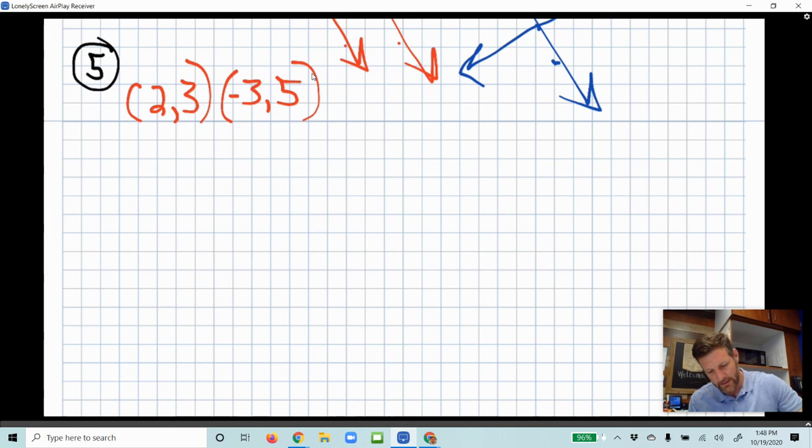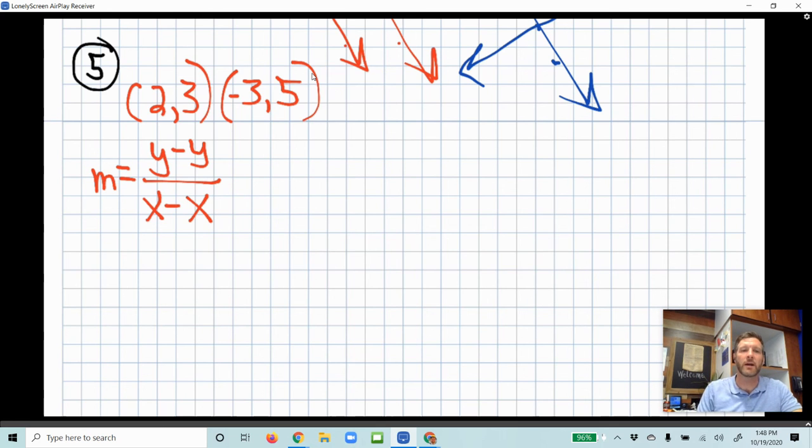I can remember that m equals the difference in the y's over the difference in the x's, the rise over the run. Now, the key thing here in terms of subtraction is it doesn't matter which one I subtract from the other, so long as I do it in the same order. So I'm going to start with the y's, going left to right. I'm going to say 3 minus 5, because those are my 2 y's. Here they are. 3 minus 5 over, I'm going to change colors for the x's.